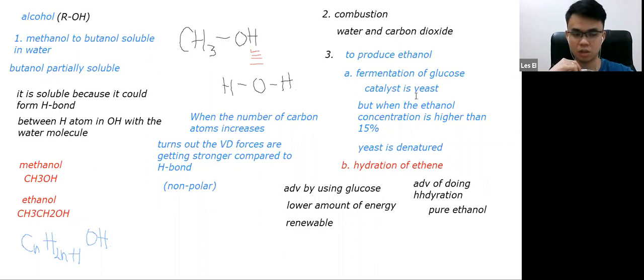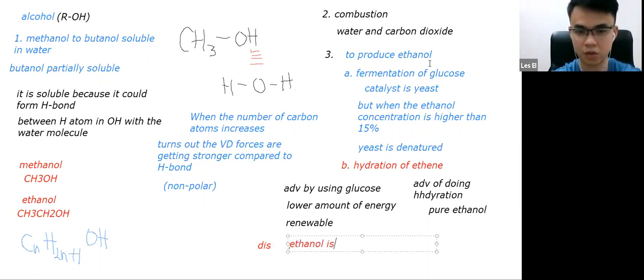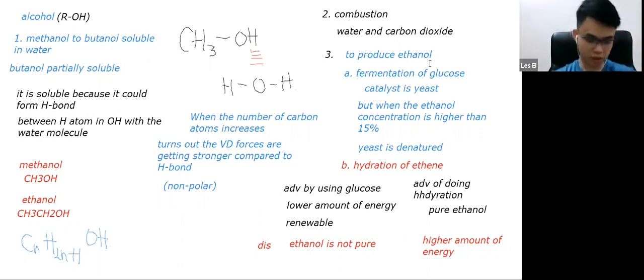And then also, besides that, the first one has a disadvantage because the yeast will be denatured, so you have to keep on adding the yeast. So the disadvantage is the ethanol is not pure. For hydration, the disadvantage is it consumes a higher amount of energy, and I don't think you can do it on a laboratory scale because you have learned about the temperature from the previous recording.